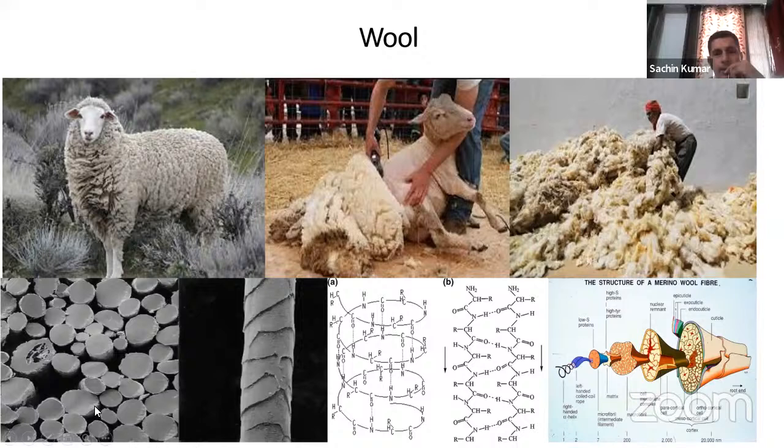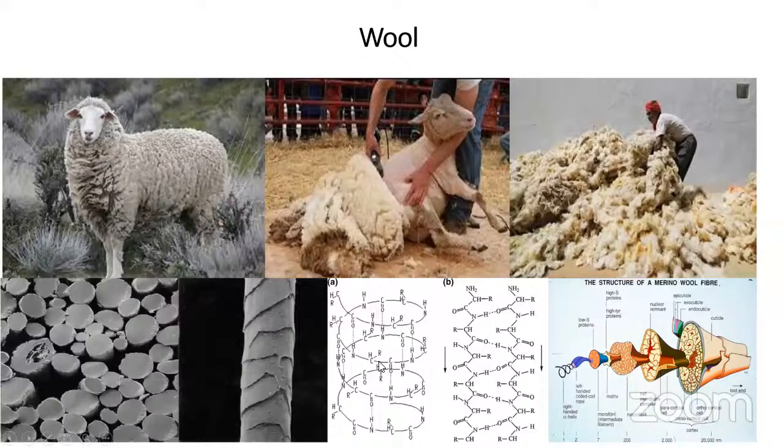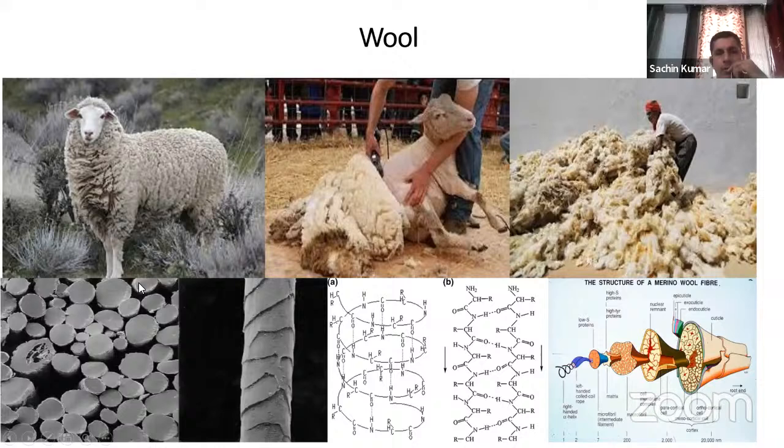So these two structures are there. One is a helical kind of structure, which is of wool, and another, this parallel structure, is of silk. The wool has a very high elasticity due to its helical kind of structure. It behaves like a spring.